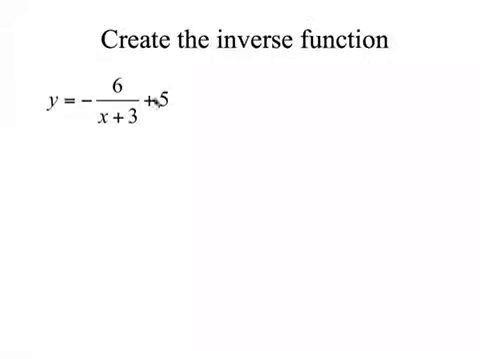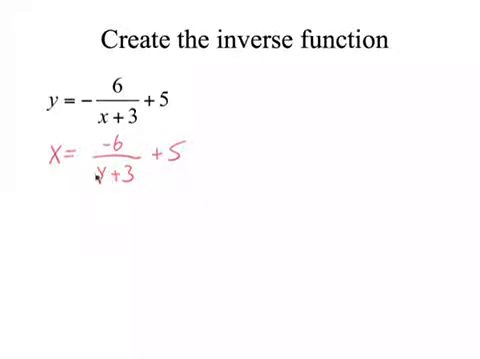Write the inverse for this rational function. To write an inverse, we first switch x and y. So this becomes x equals, because you have this negative here, I'm going to make this a negative 6 so I don't lose that negative in front. And change the x to a y. So we switched x and y, and again I move the negative up.